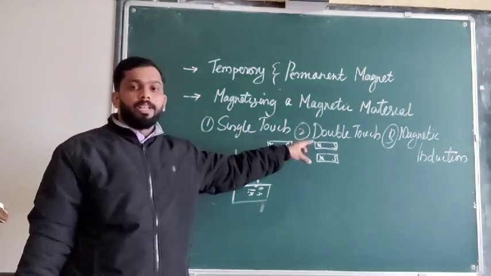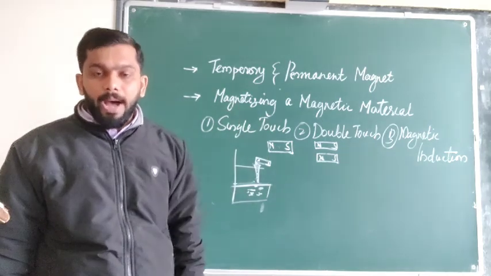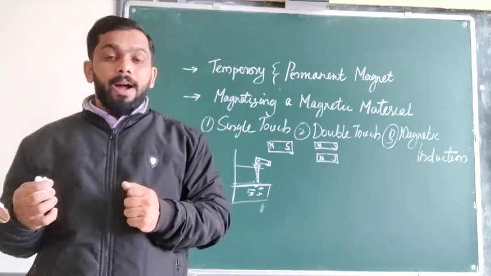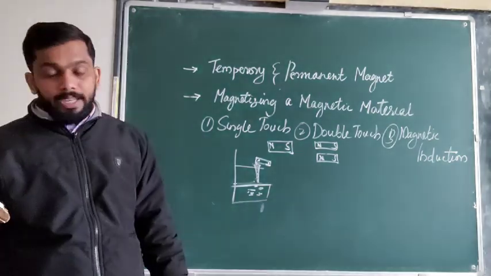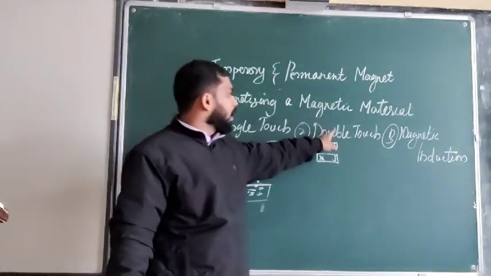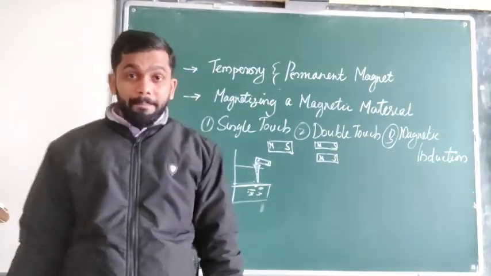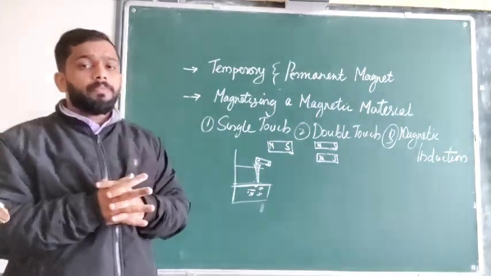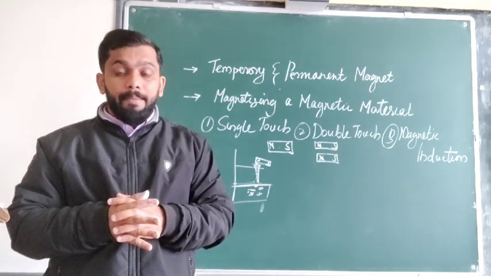Whereas in the single touch method and double touch method, even after we have removed the magnetizing force, or removed the bar magnet, the needle was still able to attract magnetic materials. So these are called the single touch method, double touch method and magnetic induction. The first two make permanent magnets, whereas magnetic induction will give you temporary magnets. This is about today's topic. So we have learned about temporary and permanent magnets and magnetizing a magnetic material.